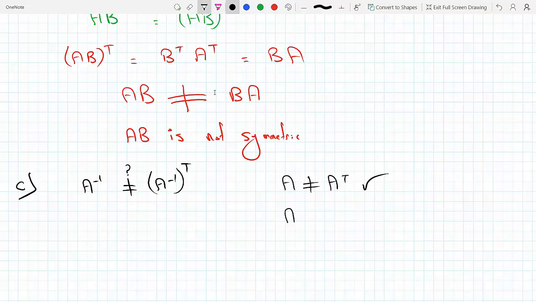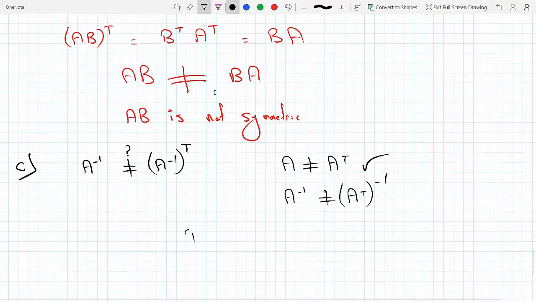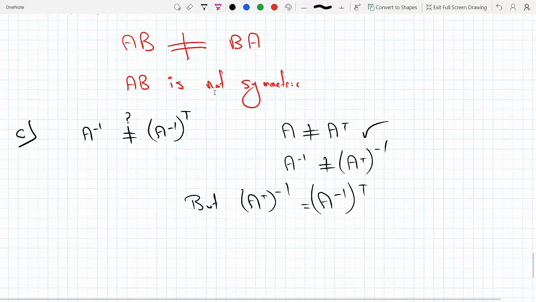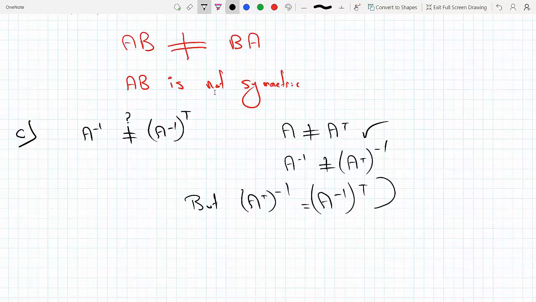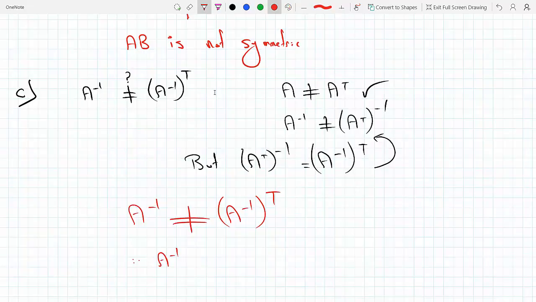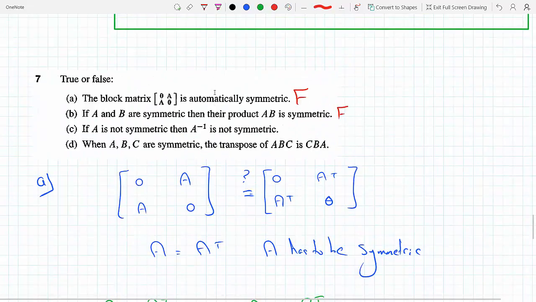Okay, well, let me invert both sides here on this second equation. So then A inverse does not equal A transpose inverse. But A transpose inverse is the same thing as A inverse transpose, and hence I can replace this here and come to the conclusion that A inverse does not equal A inverse transpose, and if they're not equal, therefore A inverse is not symmetric. So the third statement is a true statement.